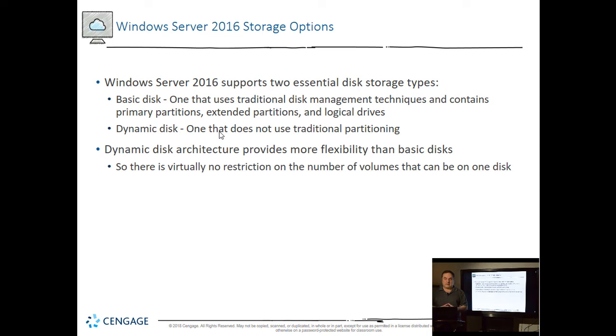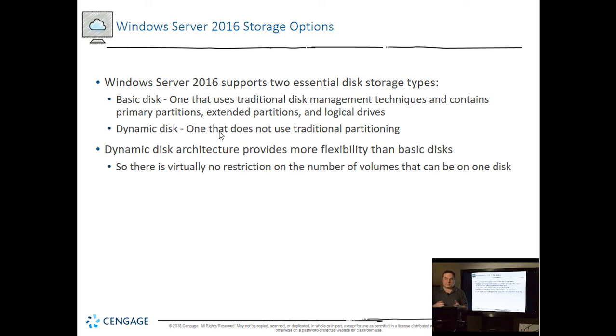So Server 2016 has a lot of storage options. It supports two essential disk storage types. One of those is the basic disk and one is the dynamic disk. Now this has been true all the way back to earlier versions of Windows Server. However, not everyone has embraced the dynamic disk, and that's because it has its advantages but also has some disadvantages. So the basic disk is a traditional disk, and by default when you format a disk, it is going to be a basic disk in the server.